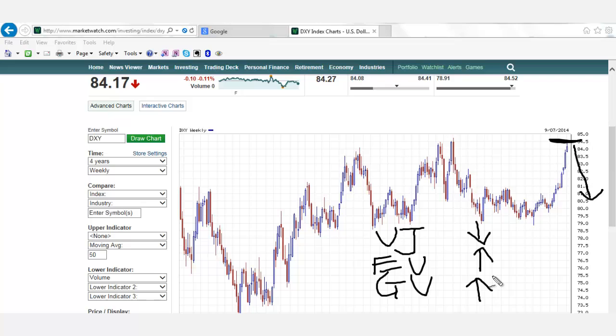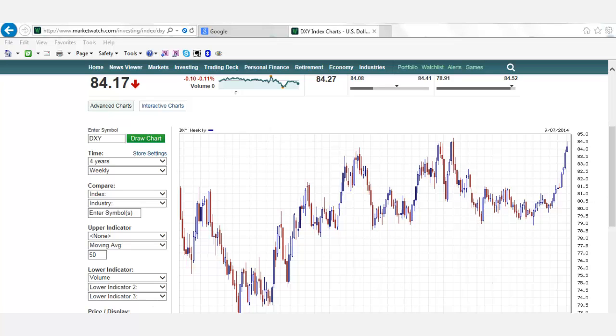But it's not showing any signs of falling or reversing right now, so my bias towards the dollar index is still bullish. So with that in mind, I'm still looking to long dollar denominated pairs. So without further ado, let's look at some charts and look at some trend trading opportunities.